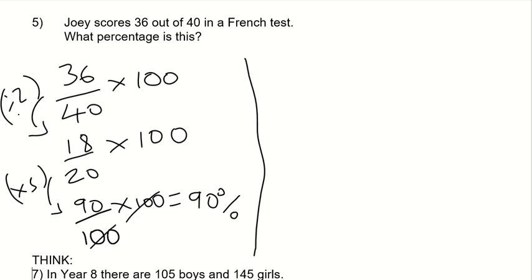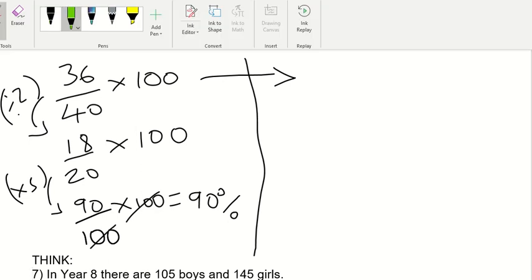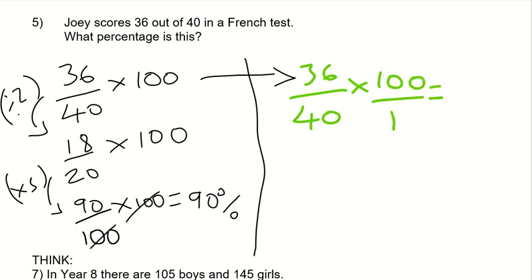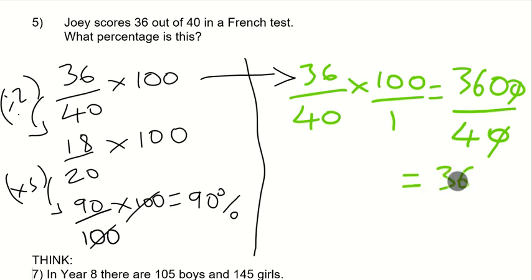Now, alternative method. I'm going to take the original equation across, and I'm going to work on it in a slightly different way. So 36 over 40 times by 100 over 1, which would give me 3,600 divided by 40. Can cancel this down and cancel this down, would just give me 360 divided by 4, and that would get me also 90%.